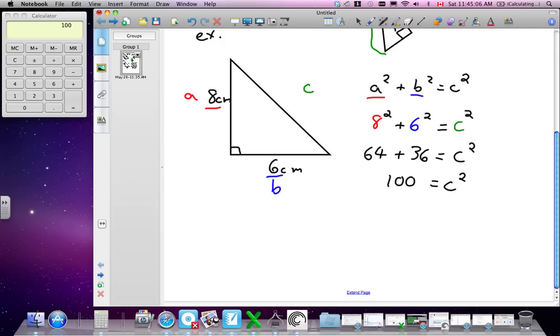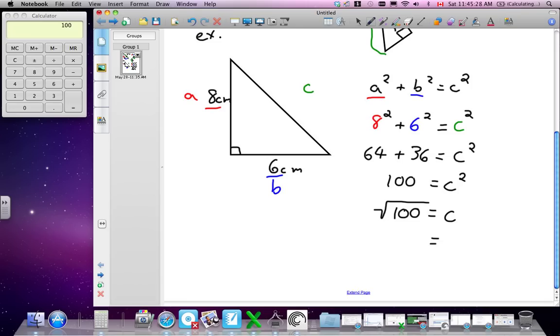Because this is c squared, I actually have to get the squared over. So I have to do something called the square root. Have you ever done square root before? Oh, you have. Good. So in order to make the c by itself, I move the 2. And when the 2 moves over, it turns into this.